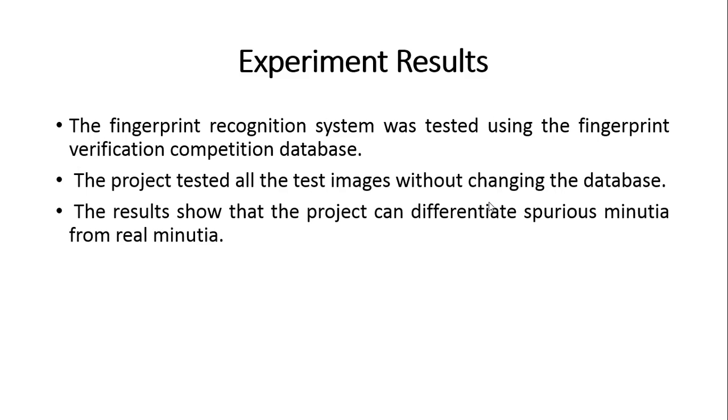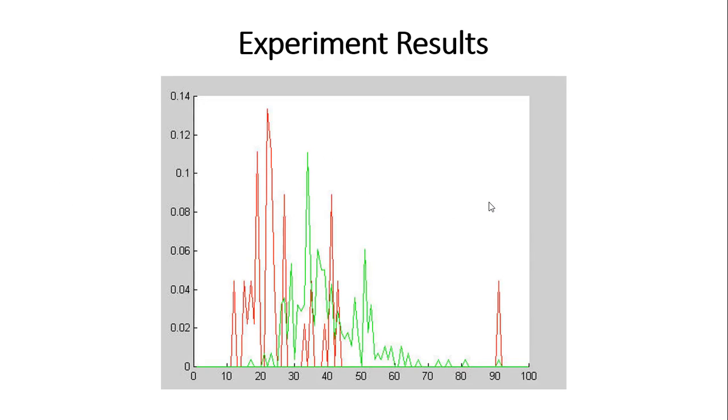Experimental results are being discussed now. The fingerprint recognition system was tested using the fingerprint verification competition database. The project tested all the test images without changing the database. The results show that the project can differentiate spurious minutiae from the real minutiae.